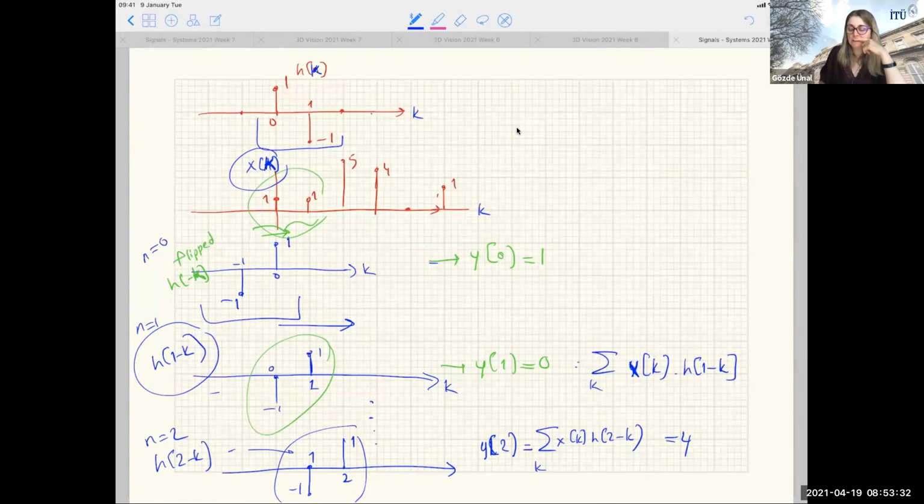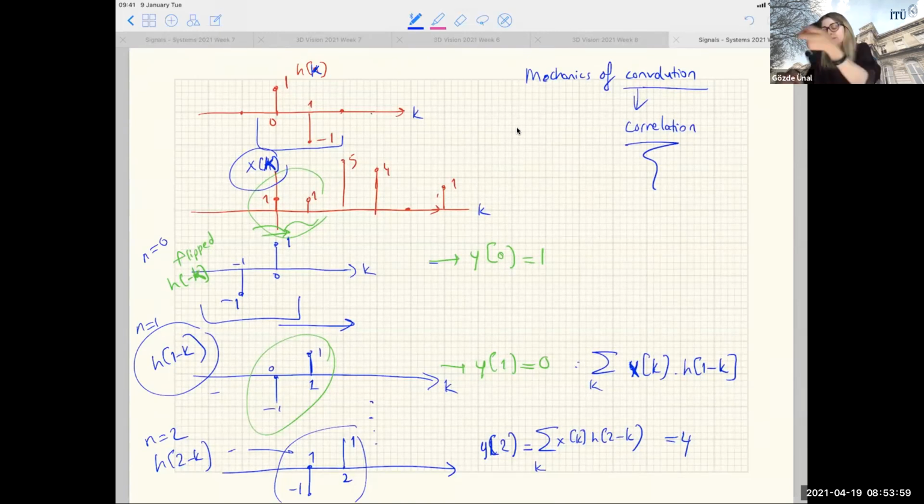Okay, I think it's clear. This is the mechanics of convolution. Sometimes, guys, we've done it, but I just redid it. Sometimes we call it convolution, but it's like correlation. Remember, correlation is without flipping the filter. Correlation is take, for instance, the filter and, without flipping, just slide it over the other signal.